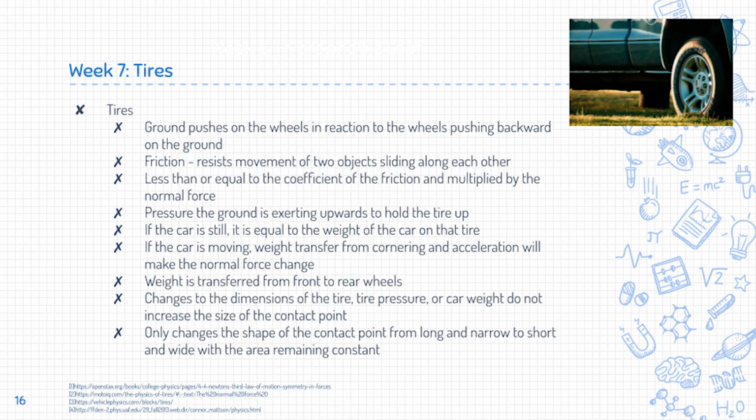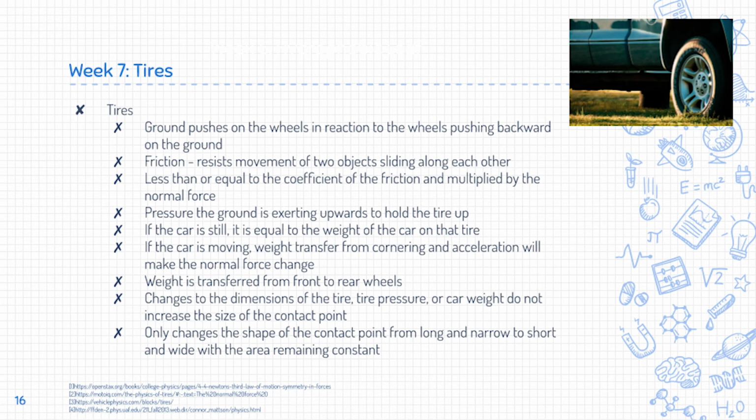A car accelerates because the ground pushes on the wheels in reaction to the wheels pushing backward on the ground. This causes friction. Friction is a force that resists the movement of two objects sliding along each other. The force of friction is less than or equal to the coefficient of friction multiplied by the normal force. The normal force in this case is the pressure that the ground is exerting upwards to hold the tire up. If the car is still, it is equal to the weight of the car on that tire.